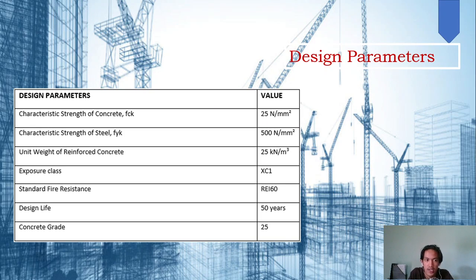For the design parameters, first of all, the fck that we will choose is 25 Newton per millimeter squared. Also for fyk, 500 Newton per millimeter squared. For the unit weight of concrete, we will use 25 kilonewton per meter cubed. For exposure class, we will use XC1. For the standard fire resistance, REI60, and also the design life of 50 years. And then the last one, concrete grade 25.